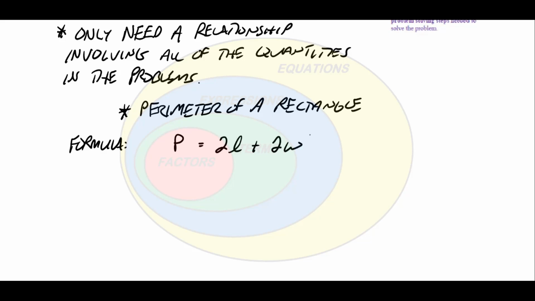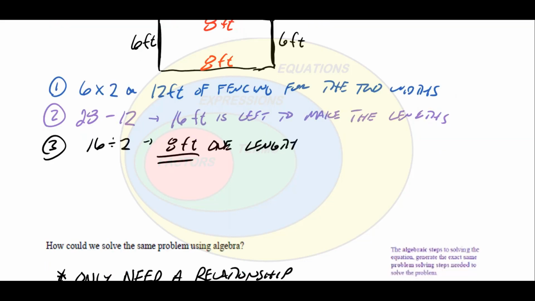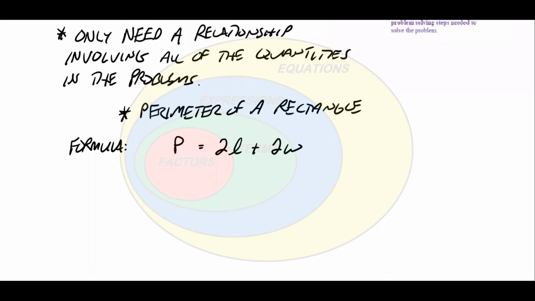And again, it's a formula that you were using up here, understanding that in a rectangle, the sides opposite each other are supposed to be the same length. So 6 feet and 6 feet, and then 8 feet and 8 feet. And if you add up all the sides, there's 2 lengths and 2 widths, you get the perimeter. So this formula is a known formula, and a formula just relates more than one quantity together.